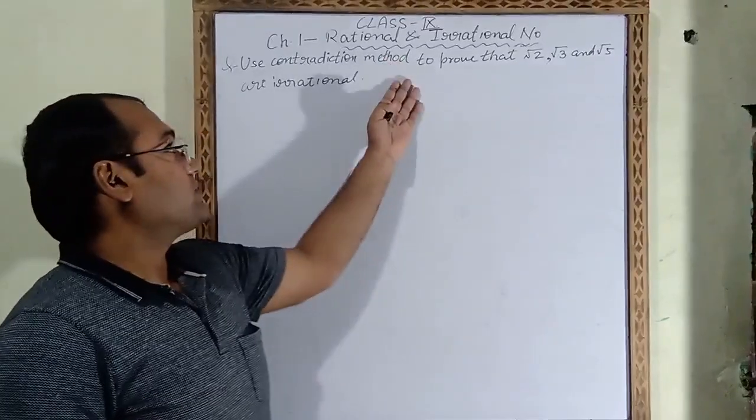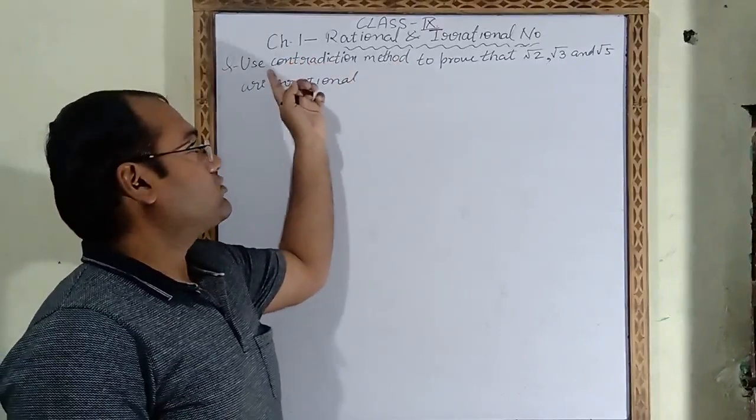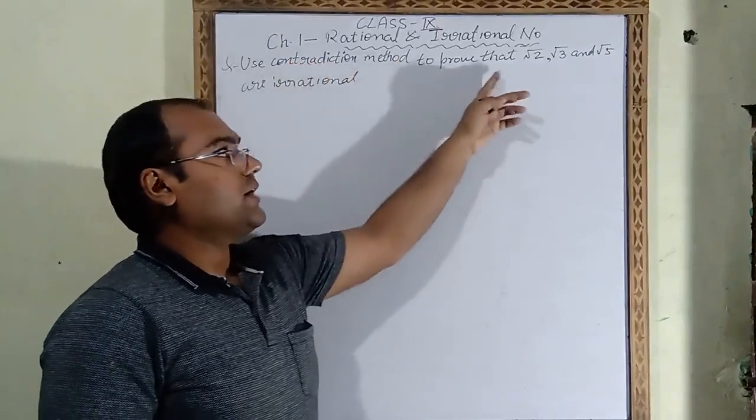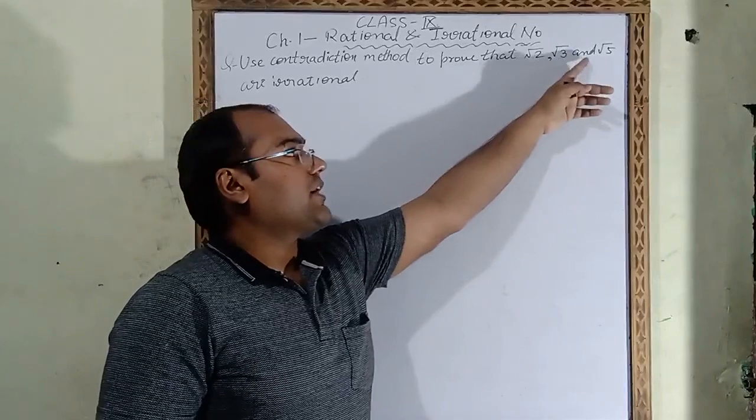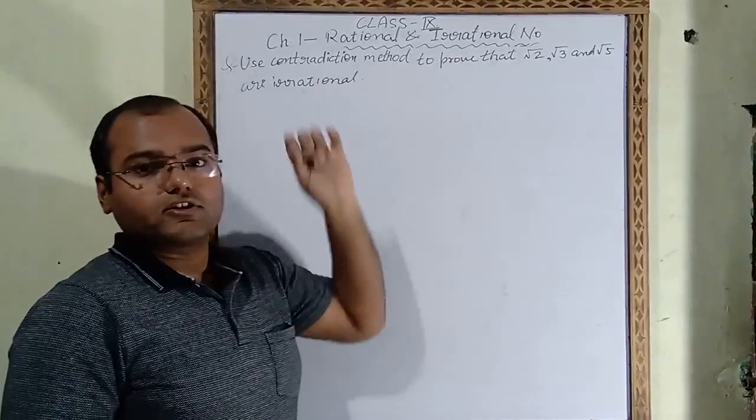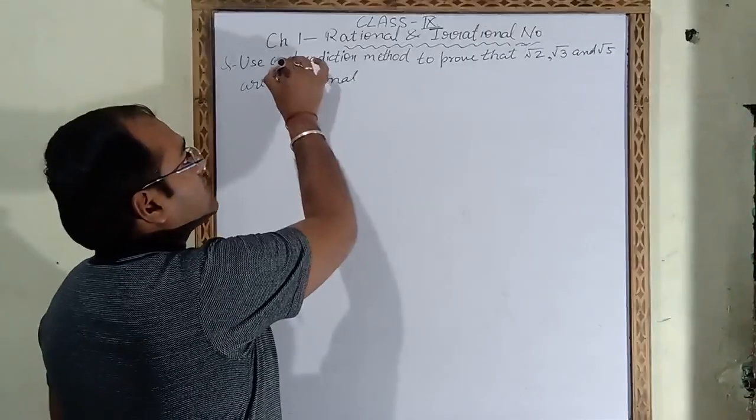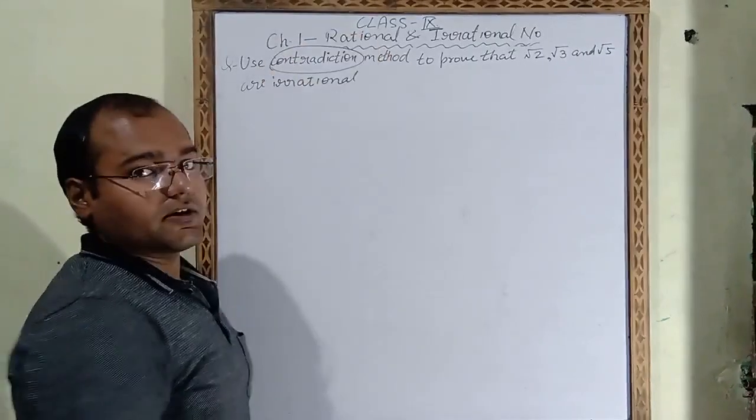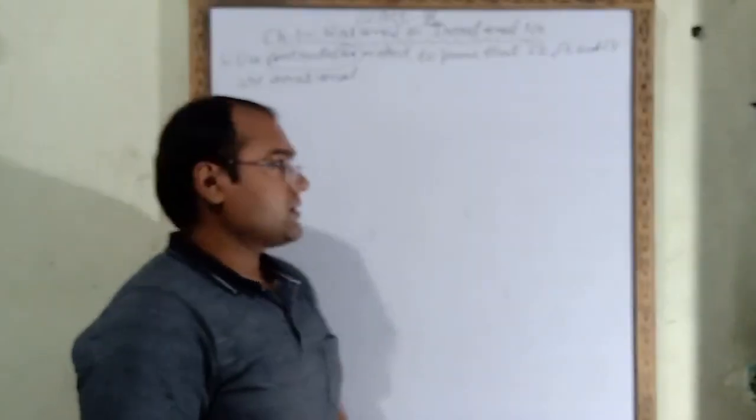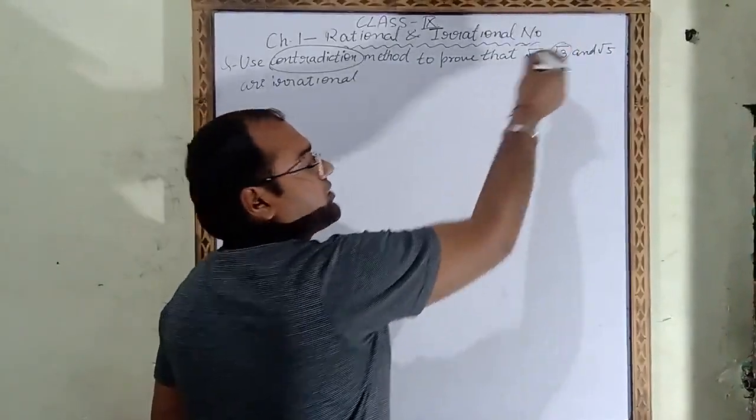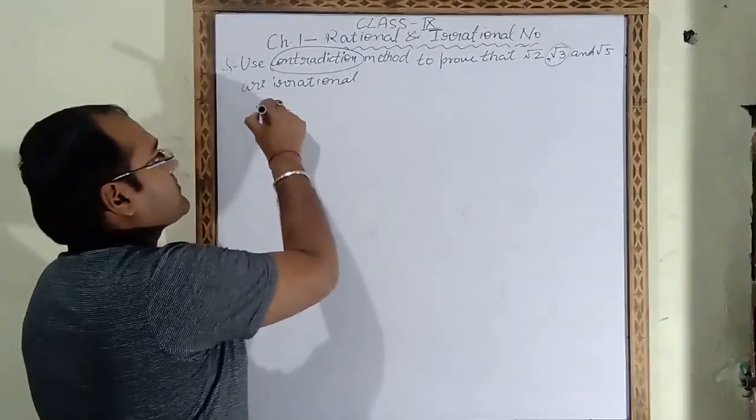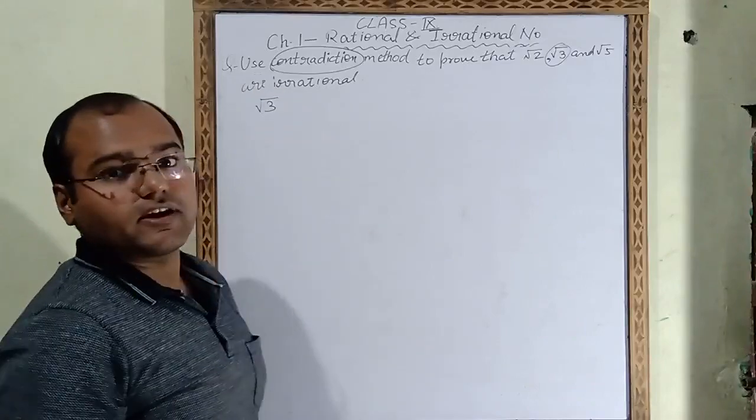Now see this question. This question is, use contradiction method to prove that root 2, root 3 and root 5 are irrational. The question is the same. The only difference is we have to use the contradiction method. So in this method, what you have to do? This time we will solve for root 3. So the question is, we have to show that root 3 is irrational.